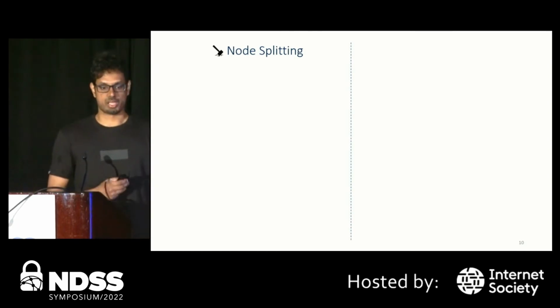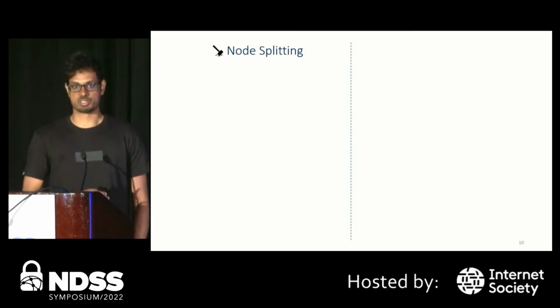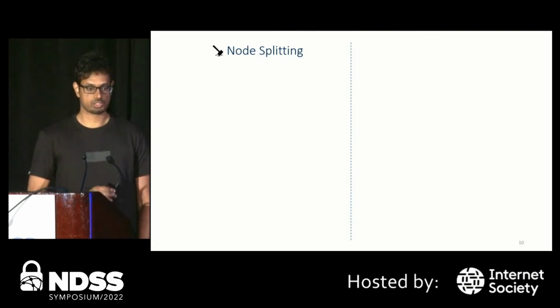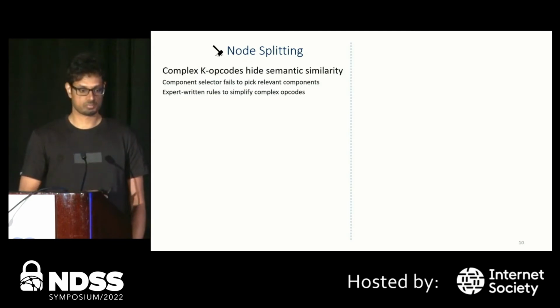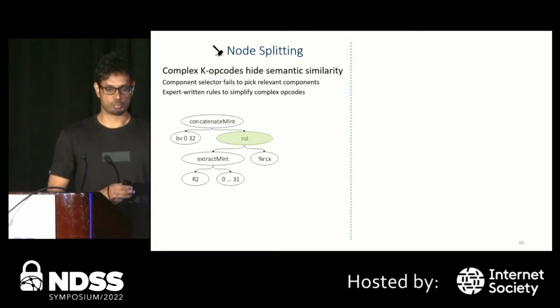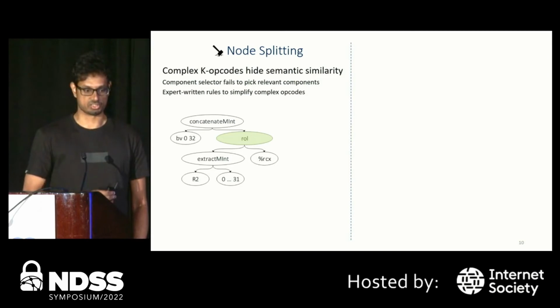Now I'll quickly describe the other two techniques we develop in SynthCT to address the remaining synthesis challenges. Our component selection strategy exploits structural similarity between instructions to estimate the usefulness in synthesis. But sometimes there may be complex K opcodes that hide such structural similarity between instructions.